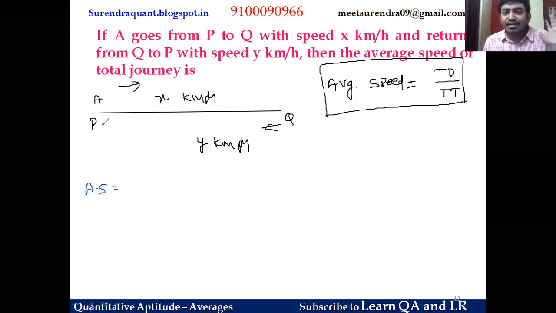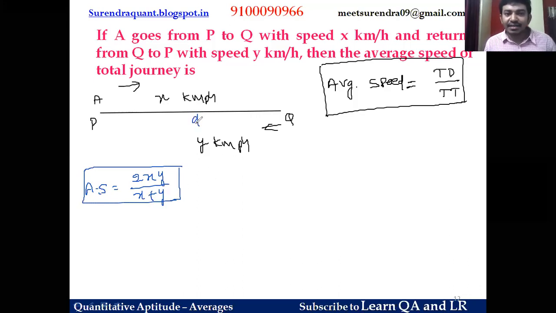So when a person travels from P to Q and Q to P, he travels equal distances. In such cases, the average speed is 2 into first speed into second speed by first speed plus second speed. So that is 2xy by x plus y. If you want the derivation, let's see.